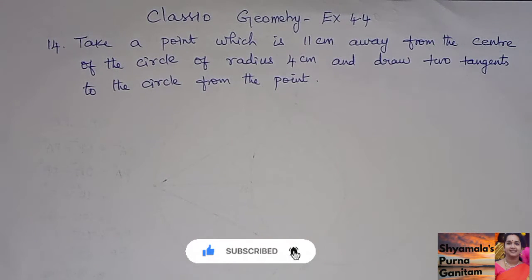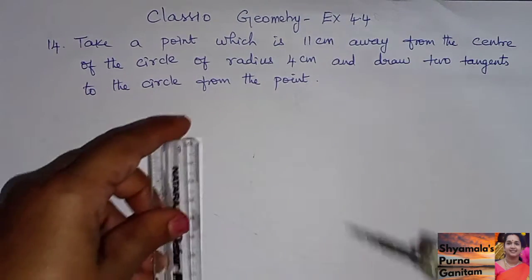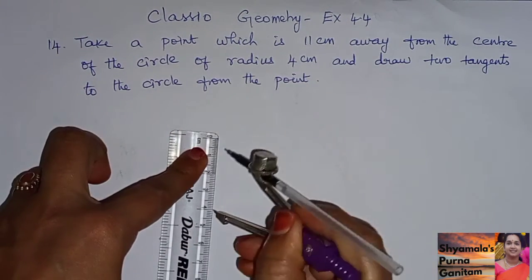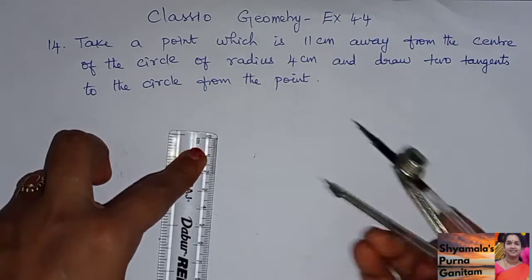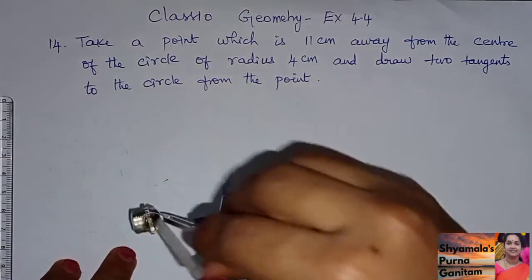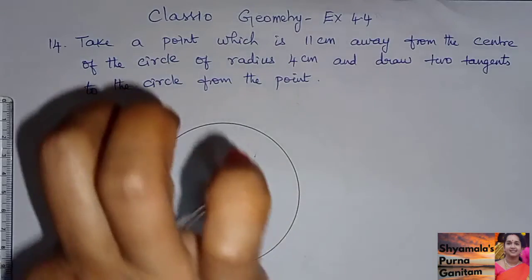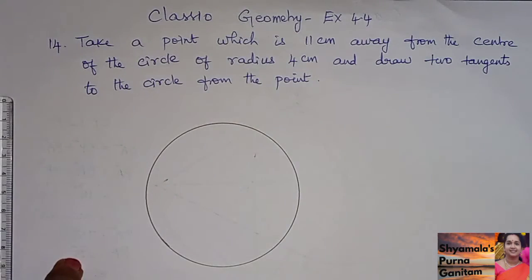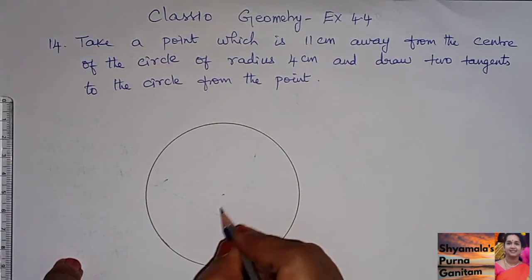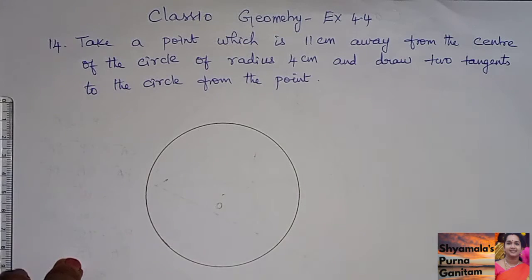Exercise 4.4, 14th sum. Take a point which is 11 centimeter away from the center of a circle of radius 4 centimeter. So for a 4 centimeter circle, I'll take a point and draw a circle of 4 centimeter. So this is the center point. I'll take the center point as O.